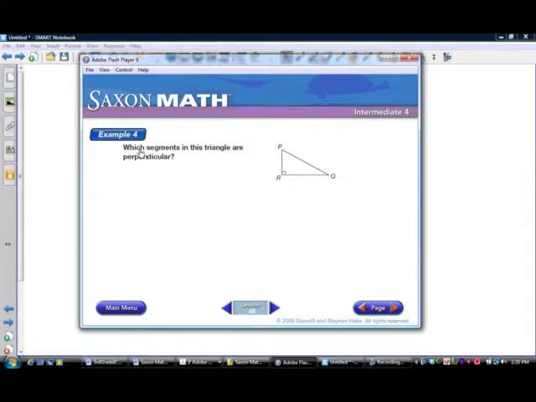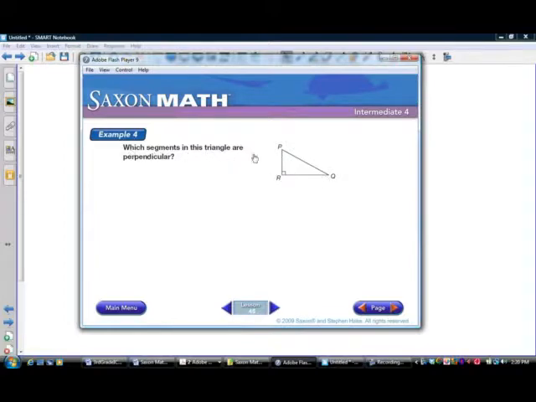All right, which segments in this triangle are perpendicular? Now remember, parallel is spelled with two L's right in the middle, and that is an example of parallel. And perpendicular is exactly the opposite. It's where they come together and form a right angle. It could look like a T, but as long as it is coming together and makes at least one right angle, then you've got perpendicular lines.